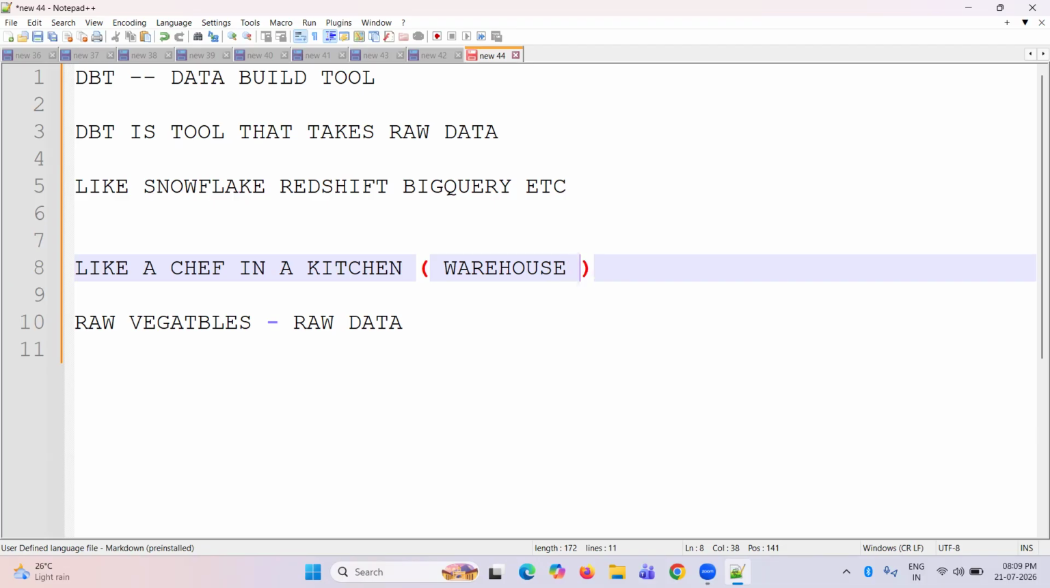DBT is only for writing the SQL script, so that it is implemented in the warehouse. It means DBT is simply commanding the warehouse. Like DBT is only the brain that tells the warehouse what SQL to run, in what order, and how to test it.